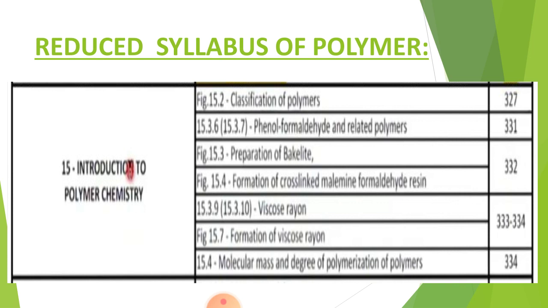Then the next topic is your viscose rayon. It is on page number 333. It has been reduced from your syllabus. And on 334, formation of viscose rayon has also been cancelled. Then molecular mass and degree of polymerization of polymer, it is on page number 334. It has also been cancelled, reduced from your syllabus.